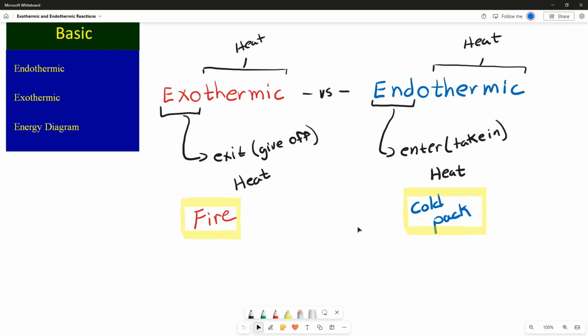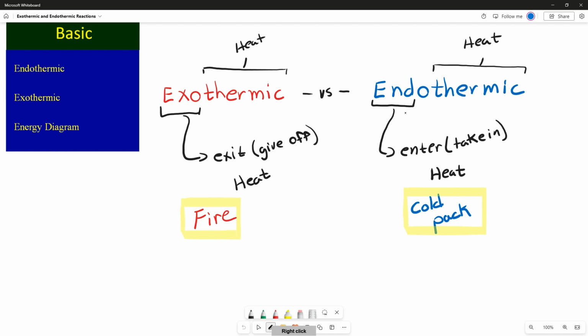So, exothermic and endothermic. If we just take the two terms apart, exo means to exit or leave or give off, and thermic means heat. So in an exothermic reaction, heat is given off. You can think of when you light a match and it causes fire. That's an example of an exothermic reaction.